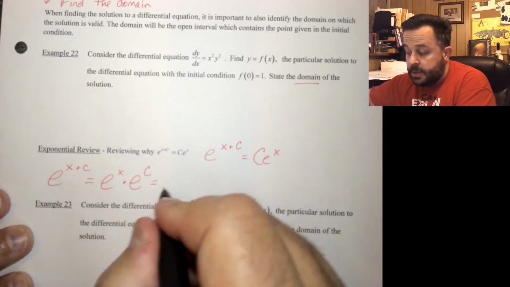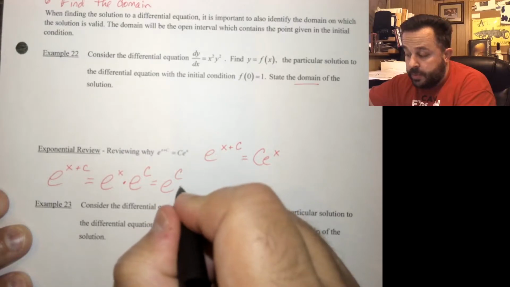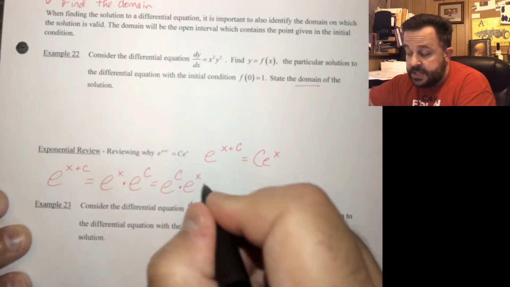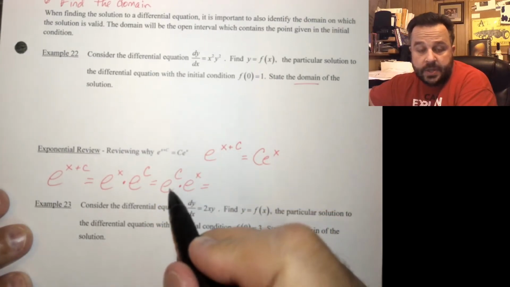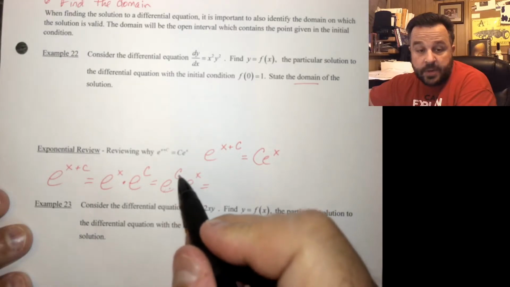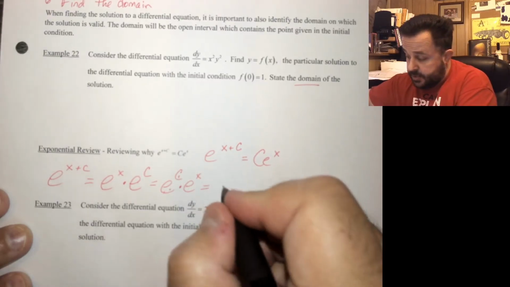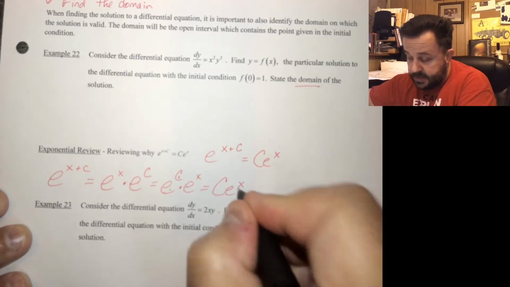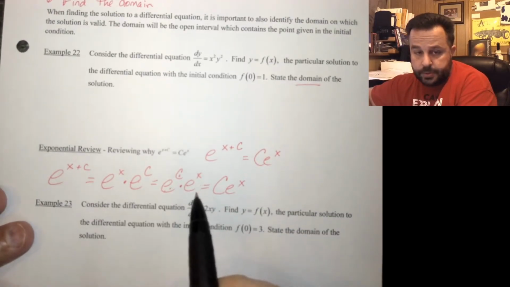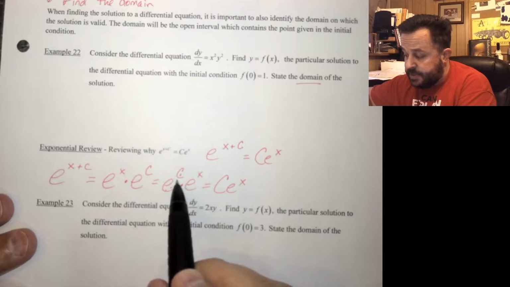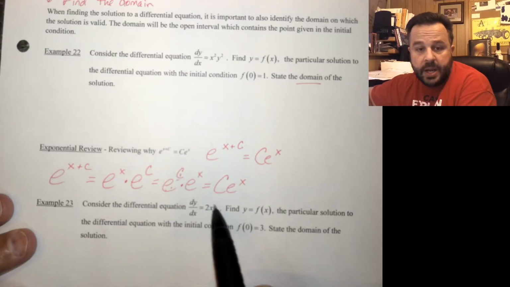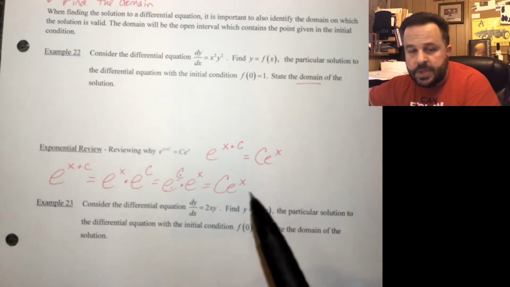Now, I'm going to use the commutative property here to swap the order of these and write it as e^c times e^x. Now, e is a constant, c is a constant, therefore e^c would be a constant, so we can write that as ce^x. Now, what might be a little new to some of you is the idea that I'm using c here to represent one number, while down here c represents an entirely different number, most likely.